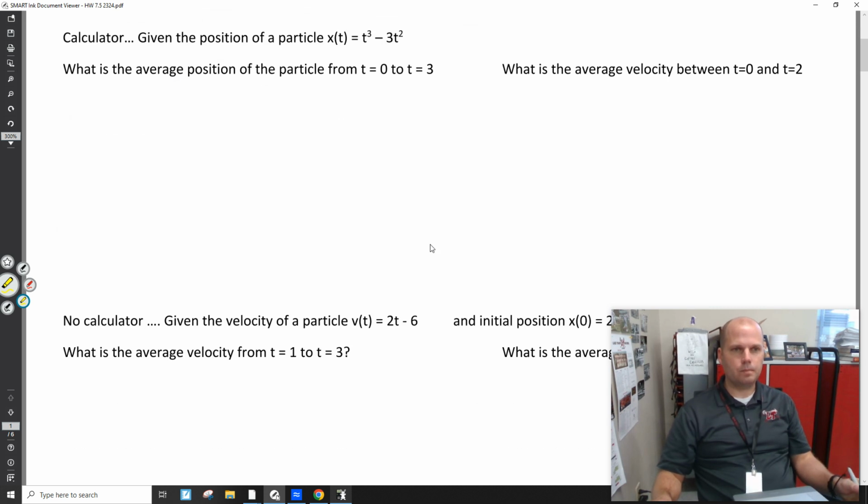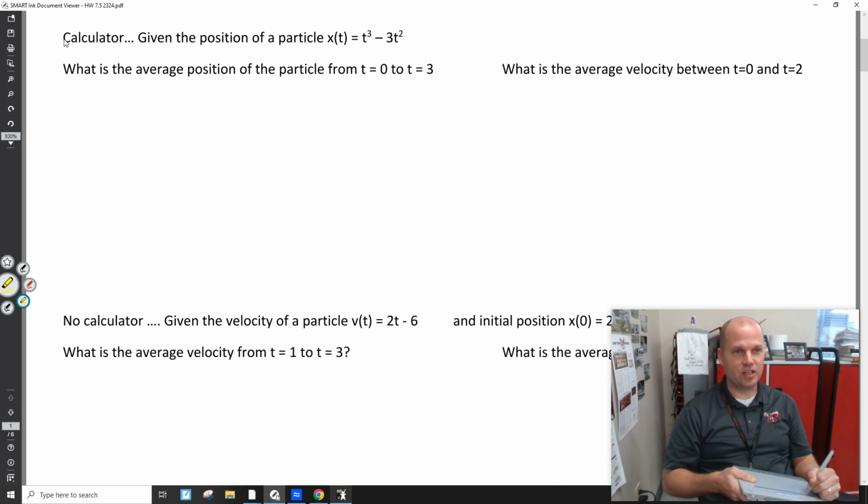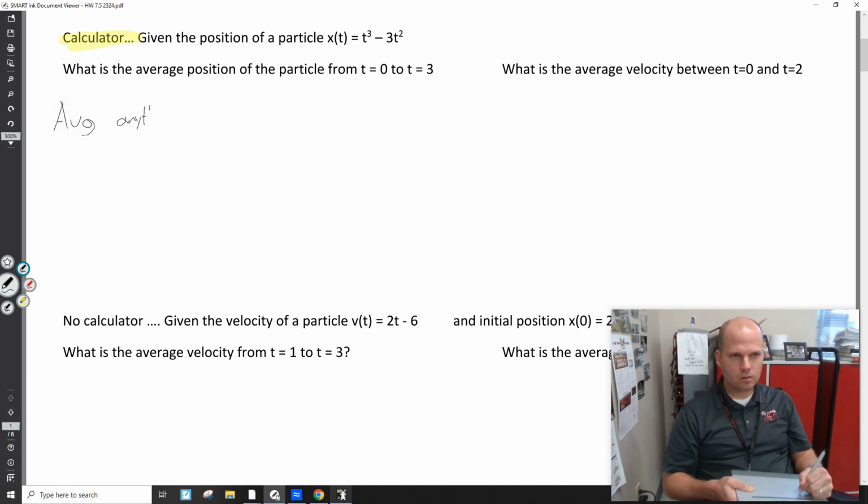The first question you should always ask, whenever you're doing anything, is: do you have a calculator or not? Because if you have a calculator, things are easy. What's the average position? We are going to get to the point where we find the average of something. So I'm going to just put the average of P.